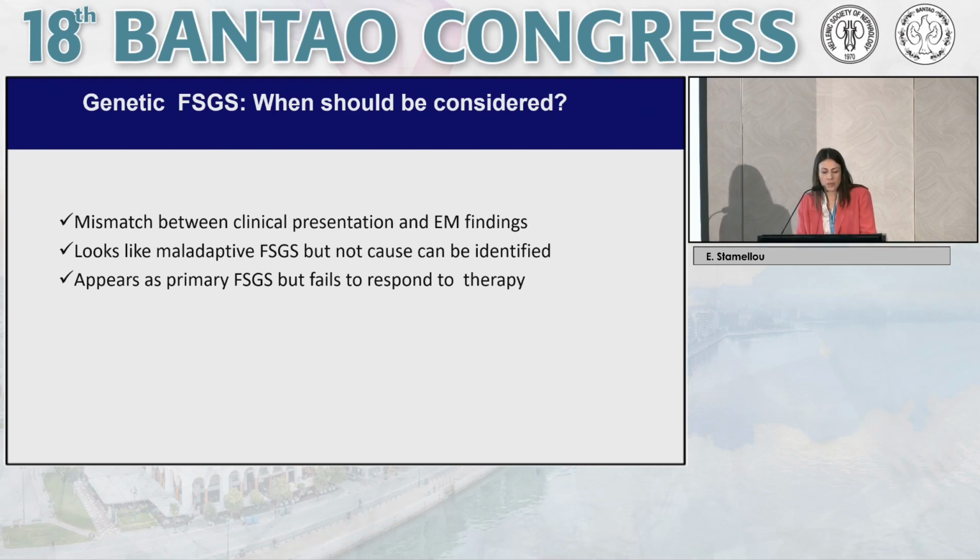When we have a mismatch between clinical presentation and electron microscopy findings, when it looks like maladaptive FSGS but no cause can be identified, and when it appears primary but fails to respond to therapy.